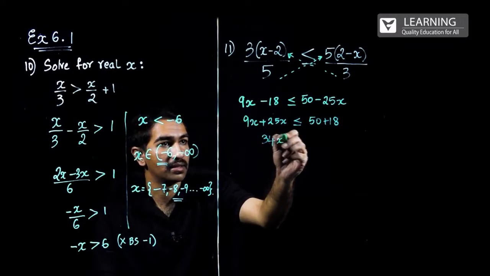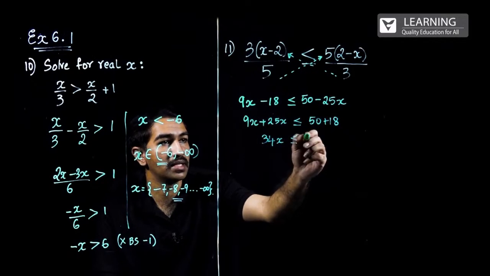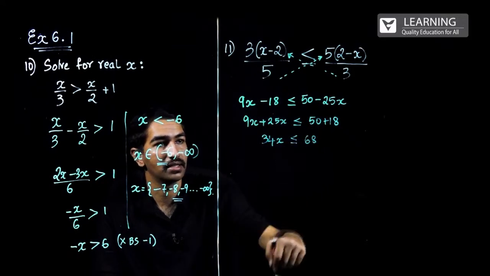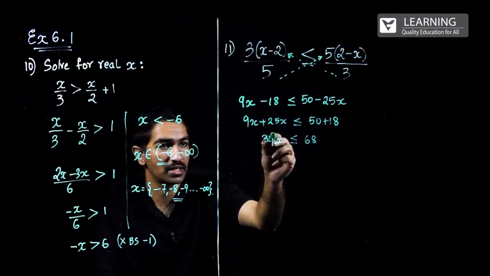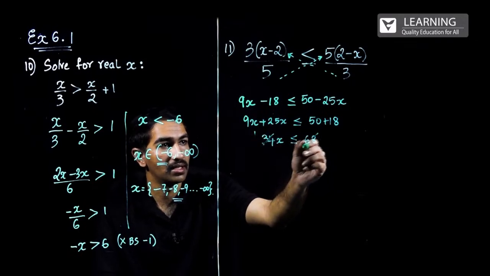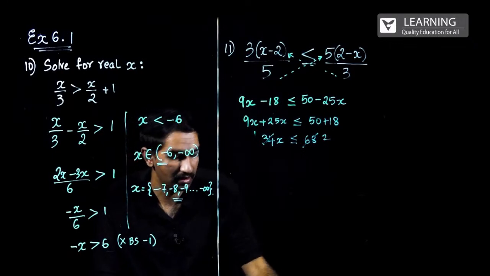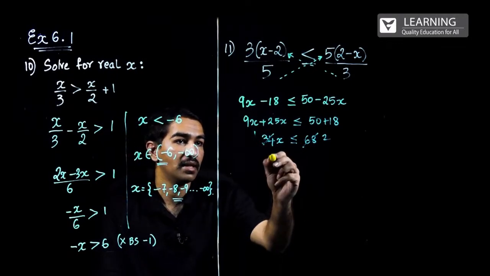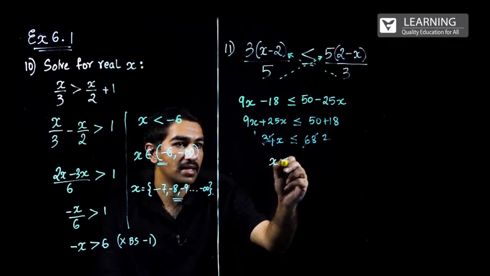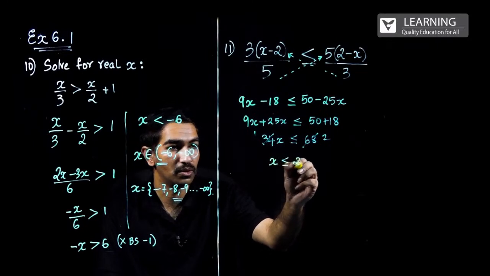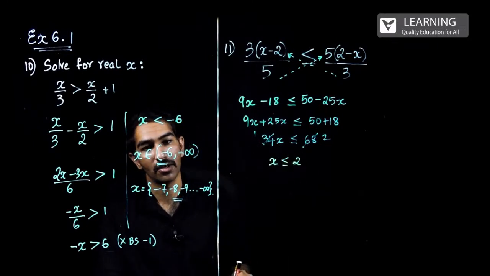34x is lesser than or equal to 50 plus 18, which is nothing but 68. Send 34 to the other side, or you can just write 34 ones are 34, twos are 68. So what do we have finally here? We finally have x is lesser than or equal to 2. Correct? X is lesser than or equal to 2.